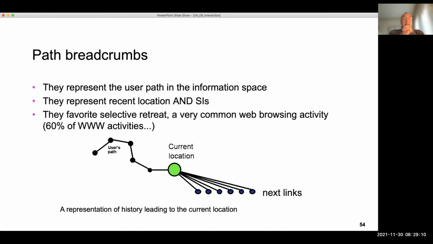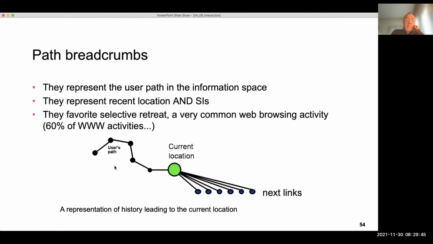Here is an example of a path. You are representing here the steps you did. So this is your path in the information space, and it represents the recent location and the single interaction. Here is your current location. You're here, and you can go there. These are the next links you have in front of you.